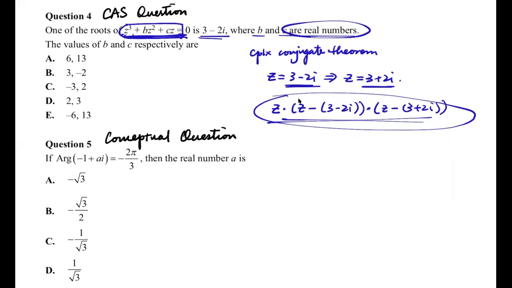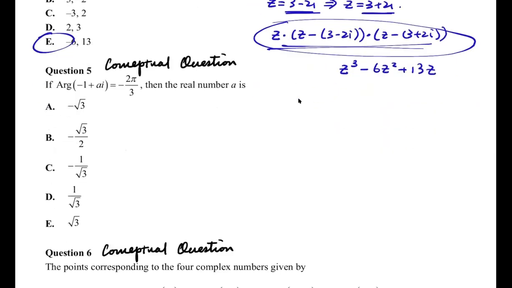I think the answer should be E, okay? Because it comes from z cubed minus 6z squared plus 13z. Right, question 5 is a conceptual question. If argument of -1 plus ai equals minus 2 pi on 3, okay, then the real number a is what?